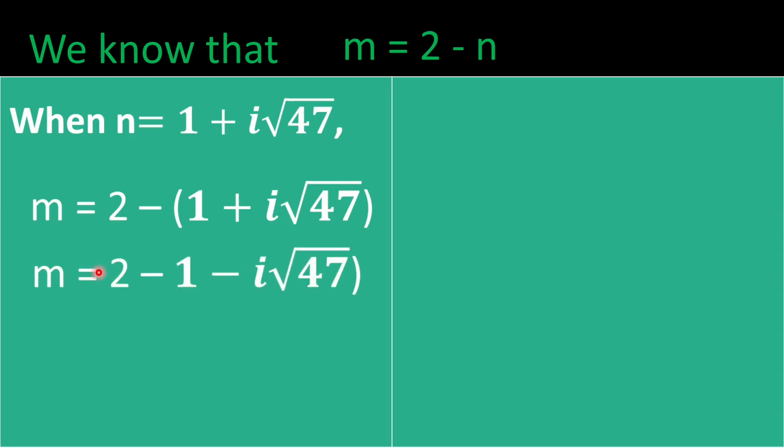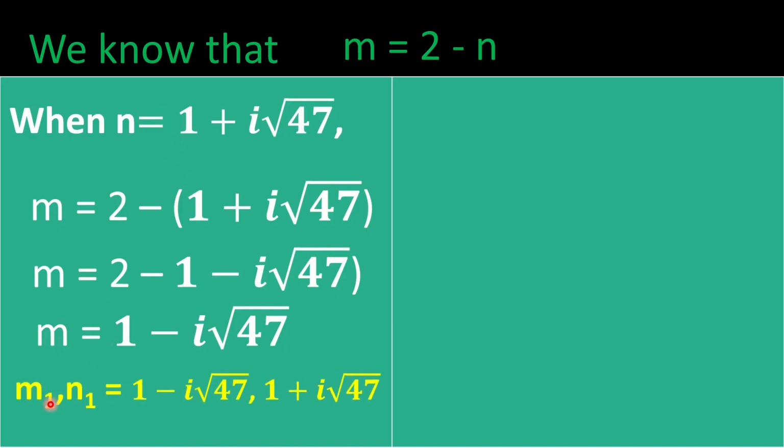And now in the next step, this 2 minus 1 and this plus will become minus because of this minus. So then in the next step, 2 minus 1 equals 1 minus iota times square root of 47. So this is the value of m, and now we have the values of m and n. So we call it m1 n1, which is basically equal to 1 minus iota times under root 47 and 1 plus iota under root 47.